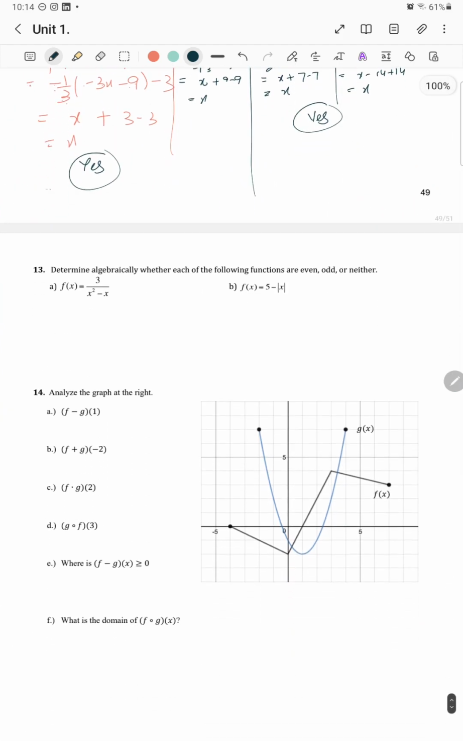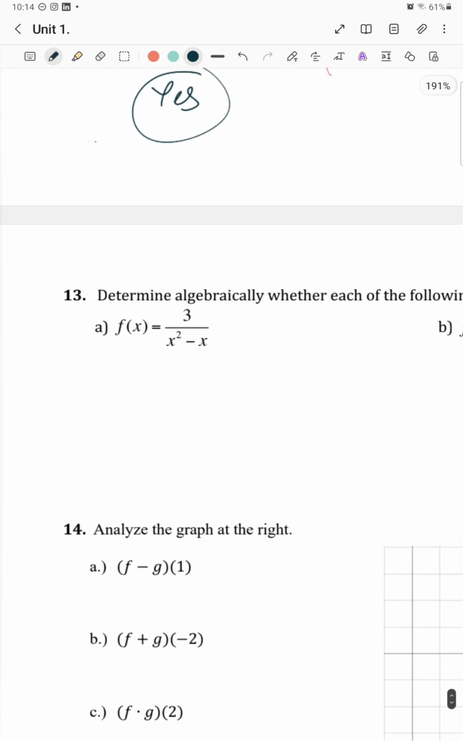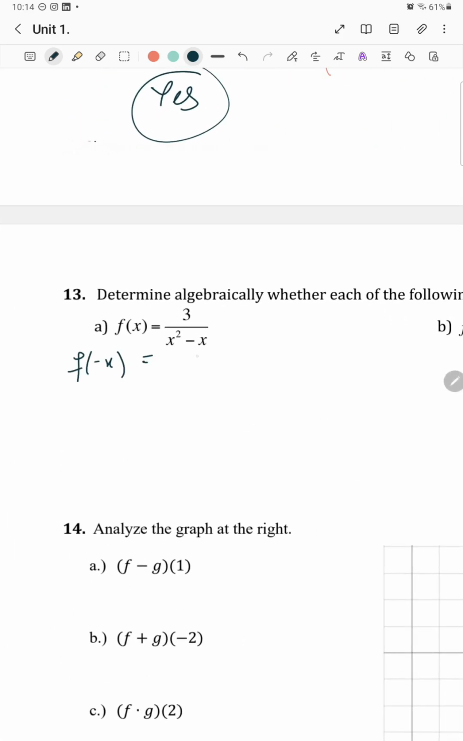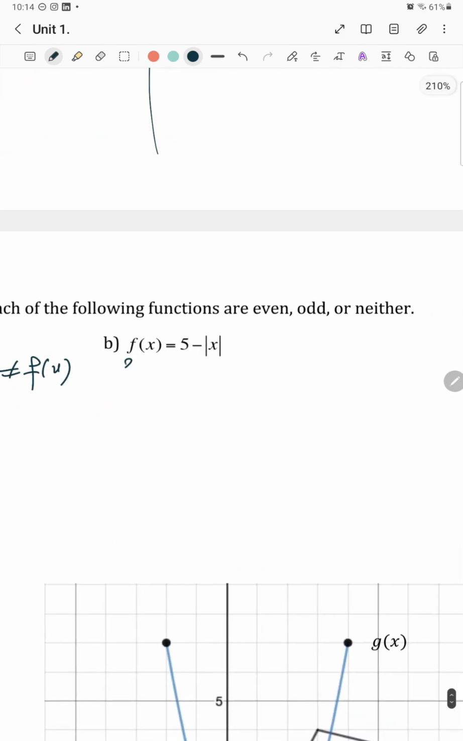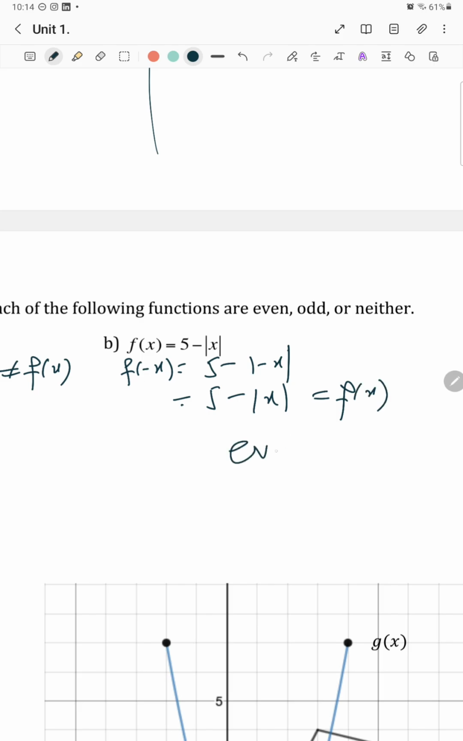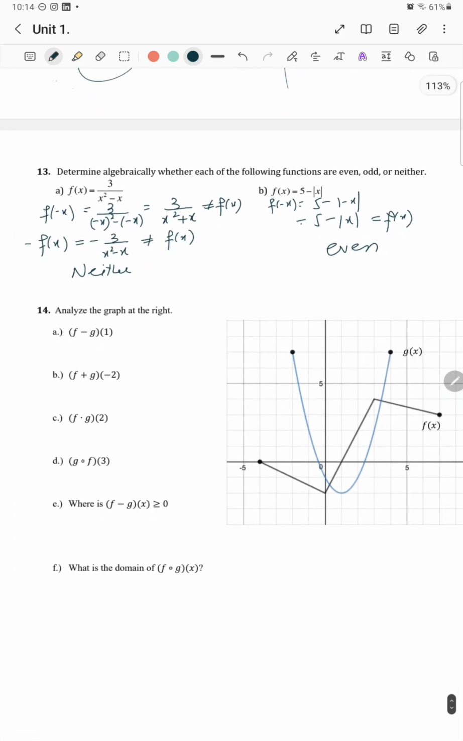Done with it. Determine algebraically whether each of the following functions is even, odd, or neither. So for even, so it's not even. For odd, analyze the graph at the right.